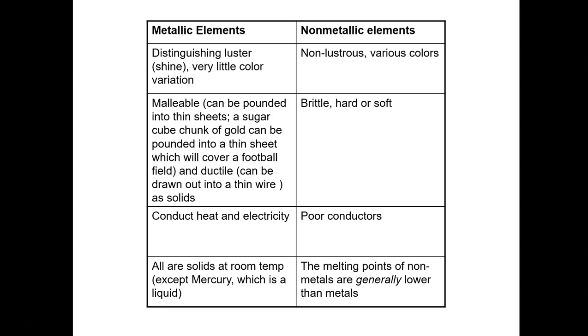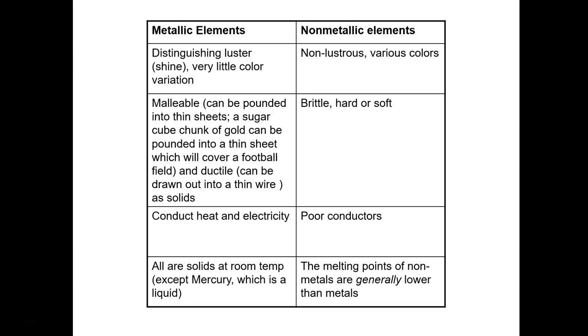So let's talk about some nonmetals, like carbon. Carbon is black. Sulfur is bright yellow. And then we have things like oxygen. Oxygen doesn't have any color. It's colorless. You're looking at it right now, and you don't see it at all. Same thing with nitrogen. Nitrogen is colorless. And then we have things like chlorine. Chlorine is a green gas.